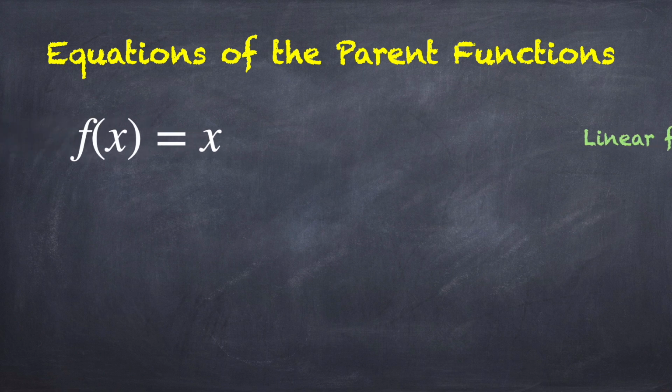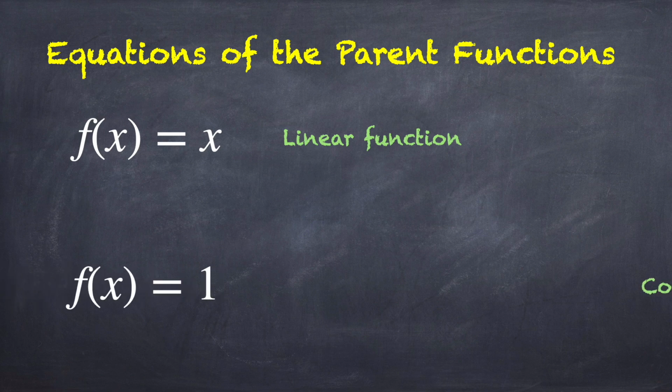Okay, so now we're going to talk about the equations of those parent functions. Our first one is f of x equals x. That's the linear function. We are more familiar with y equals mx plus b, or y equals x. F of x is our function notation. That's a linear function. Our line goes through 0, 0 with the slope of 1. And again, our constant function, f of x equals 1. That's the parent constant function.